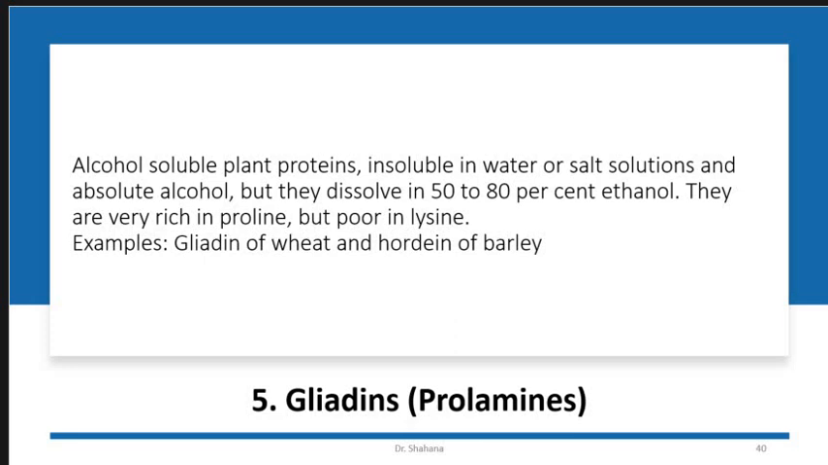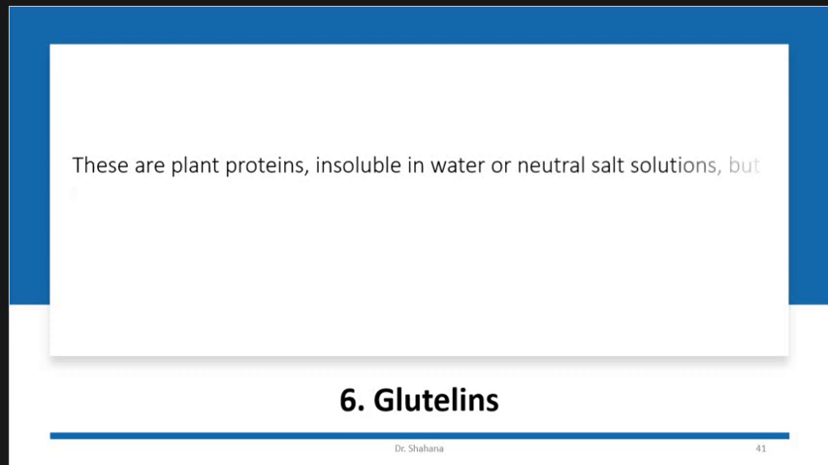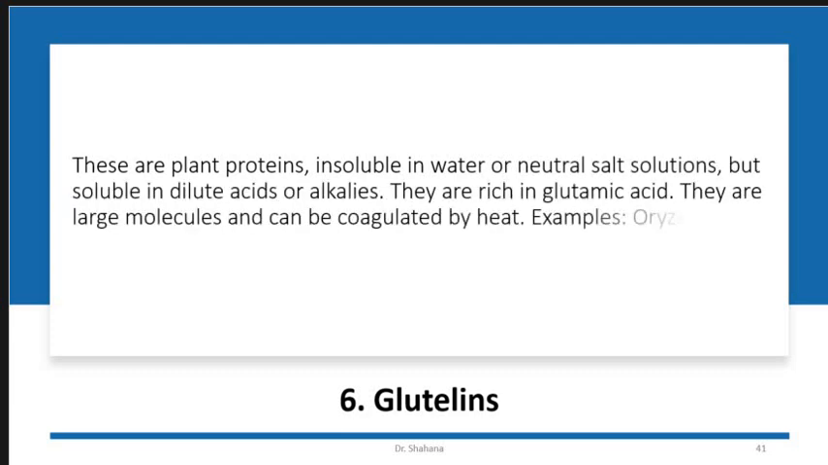They are very rich in proline but poorly contain lysine. Examples are in wheat and barley, where gliadins are present, also called prolamins, glutelins. These are plant proteins insoluble in water or neutral solution, but they are soluble in dilute acid and alkali, very rich in glutamic acid. They are larger molecules and they can be coagulated by the heat. It is present in the wheat, oryzenin of rice, and gluten of the wheat.